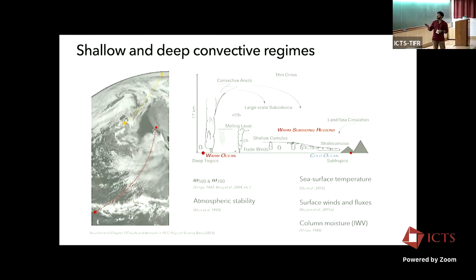And as the inversion weakens, these clouds are more broken apart and scattered, and they're more shallow convective clouds, cumulus, trade wind clouds. Sea surface temperature is a strong driver, as are surface winds and fluxes, and precipitable water in the column. So these are very commonly used factors, which we could say are beyond what the climate model's grid scales are. So you can have a lot more control with these large-scale factors.